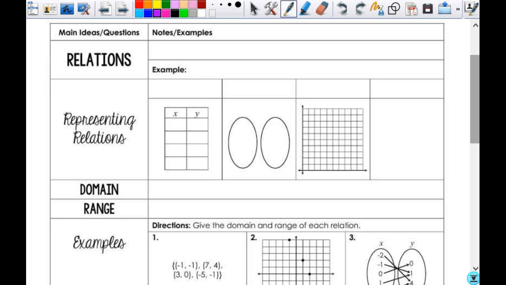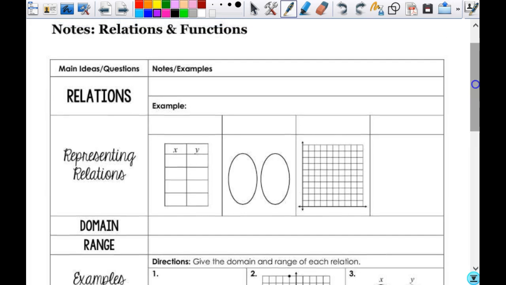So are relations and functions sometimes the same thing? Yes. If you have a relation, can it be a function? Yes. Are all relations functions? No. Are all functions relations? Yes, they are. Okay. So we're just going to talk about relations first.